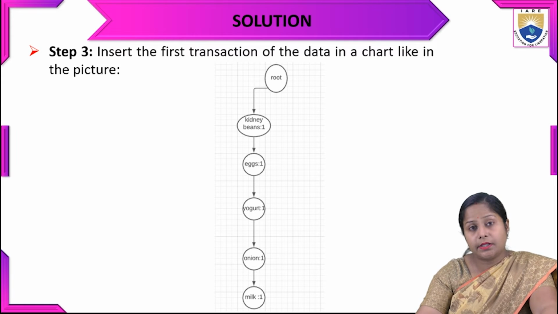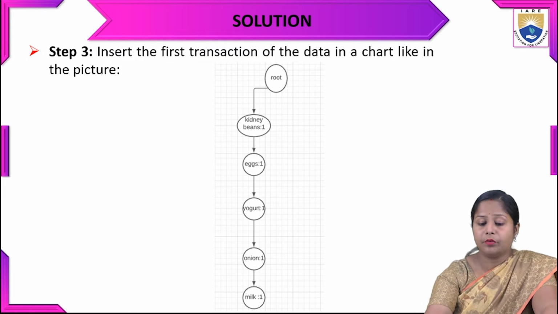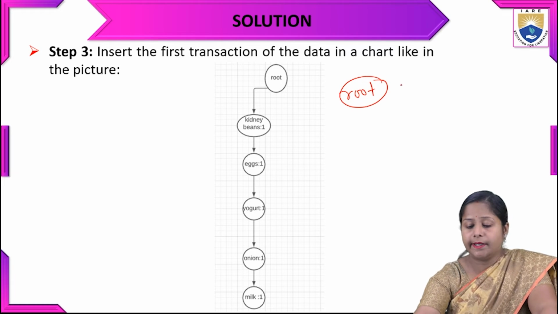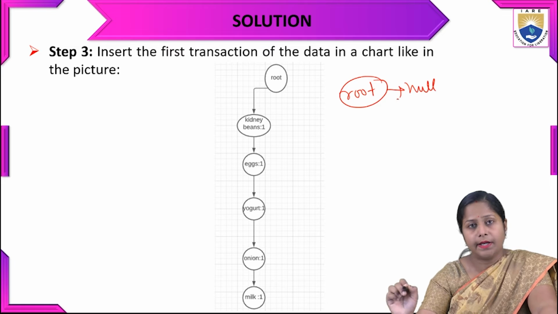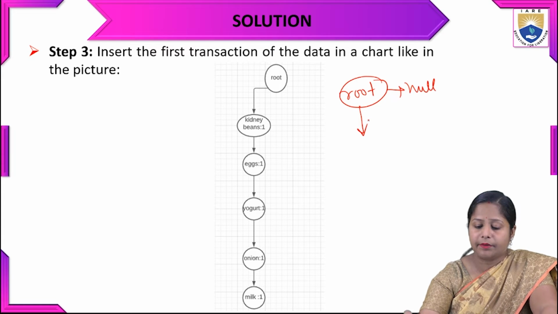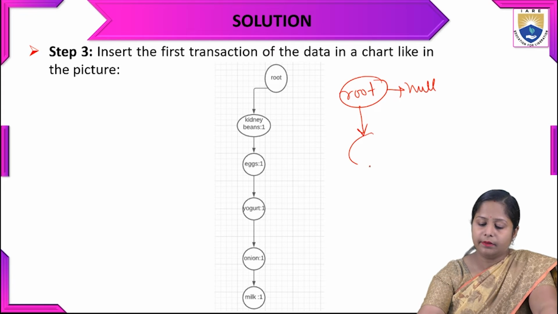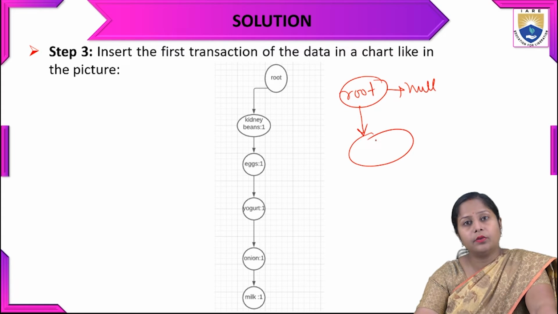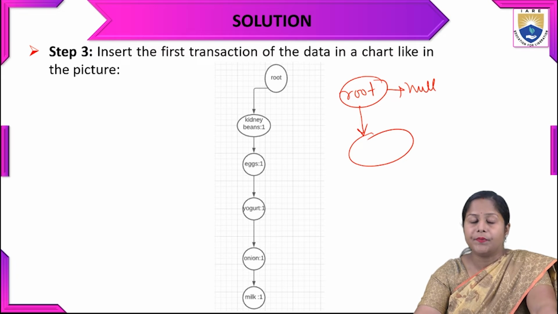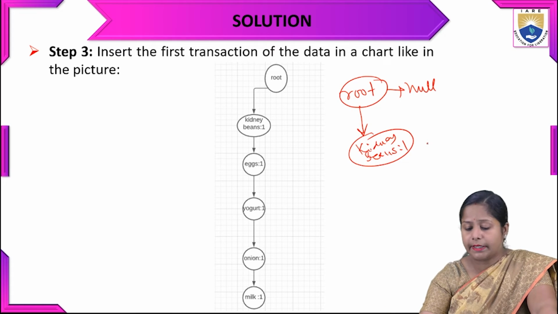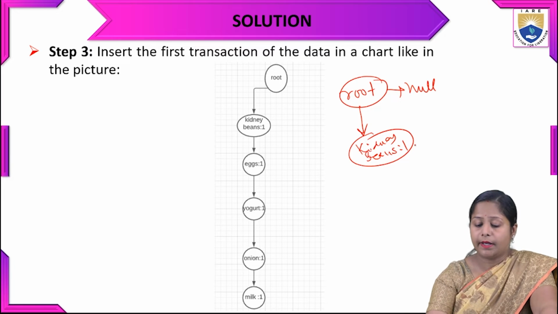So for the first transaction, we have to make a root node. That will be null in nature, null, right? So now that will be connected with the other node. All the nodes will be in the form of an oval. So the next one will be kidney beans. Kidney beans were there for the first transaction. So what is the count in the first transaction? 1 time. So that will be 1. Again egg.